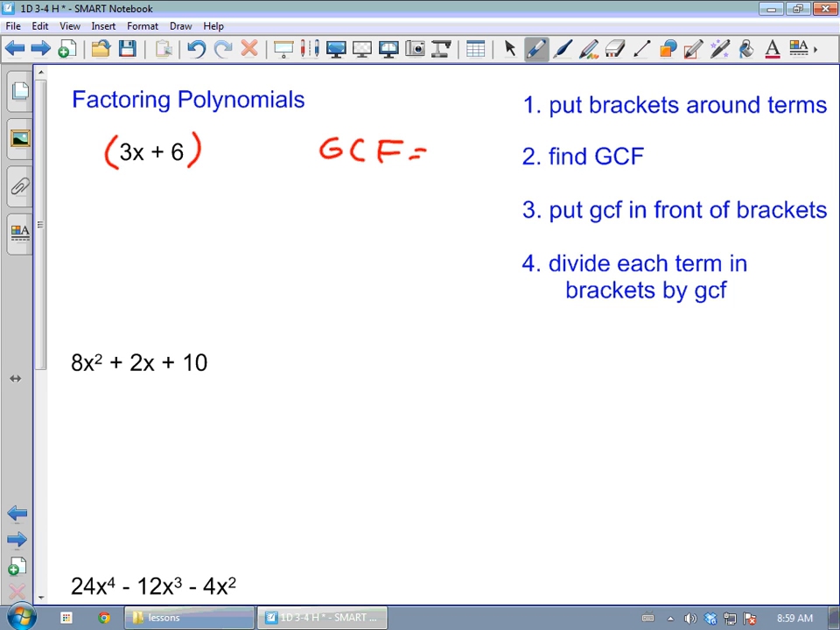So my greatest common factor is going to have a 3 in it. Is there a variable common to both of these? No, so no variable part. Okay, so we've got our greatest common factor. That's step 2.